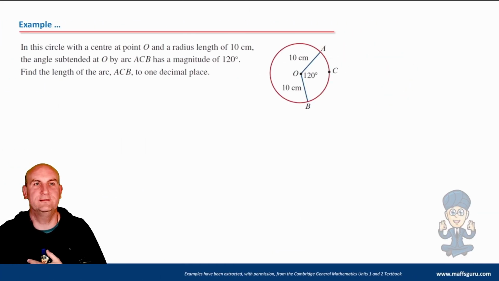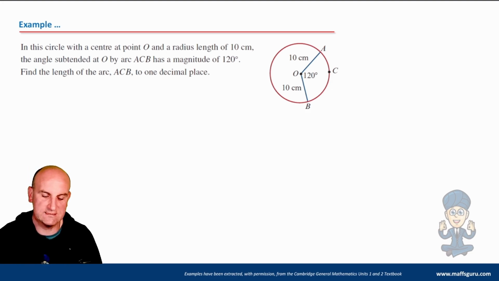All right, here's an example. Look at this. In the circle with a center point O and the radius 10 centimeters, well, there is some important information. The angle subtended at O, basically it just means the angle here, okay? By arc ACB. What on earth does it mean, arc ACB? It just says go from A through C to B. That's the arc that we need. Has a magnitude of 120 degrees.